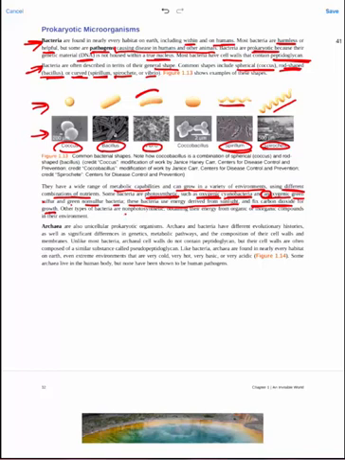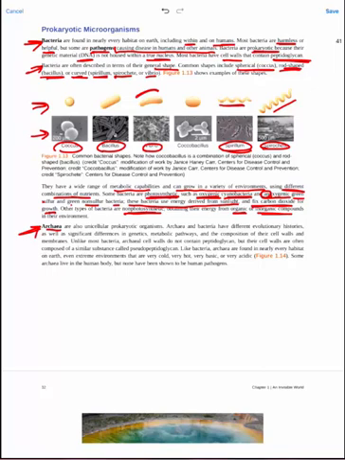Other types of bacteria are non-photosynthetic, so they do not go through the process of photosynthesis, and they obtain their energy from organic or inorganic compounds. And we're going to look at different examples of each of these as we get into the chapter on bacteria, and throughout the entire semester, in fact, because we'll be doing a lot of work with bacteria.